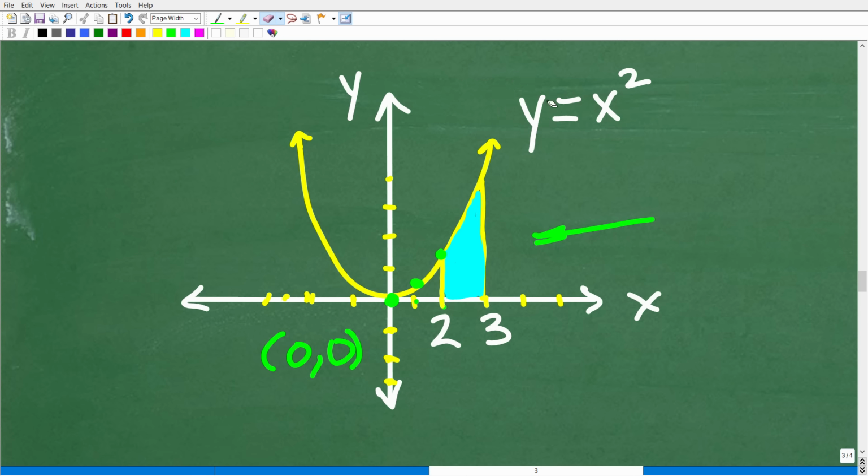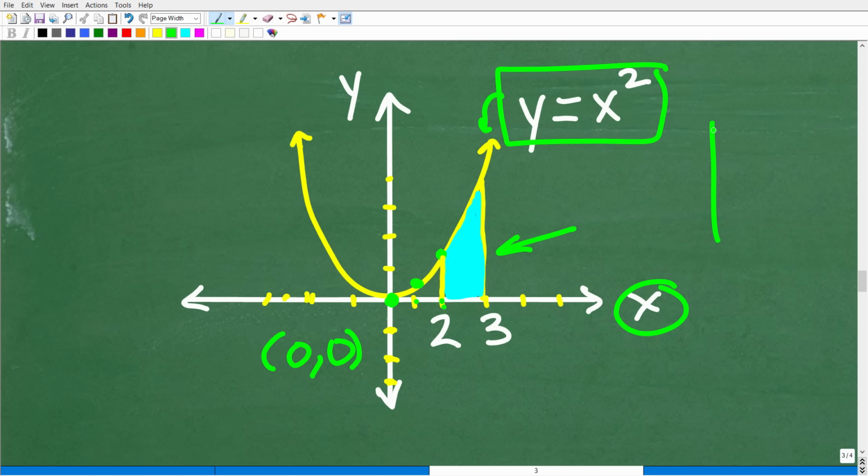Okay, so here is where we're at. y equals x squared is the equation that describes this curve, and we want to find the area underneath this curve bounded by the x-axis. In other words, this shape right here. We want to find the area of this shape. We already discussed how we could construct some rectangles to figure this out, but we're going to use calculus now to figure out the area underneath this curve from 2 to 3 on the x-axis.